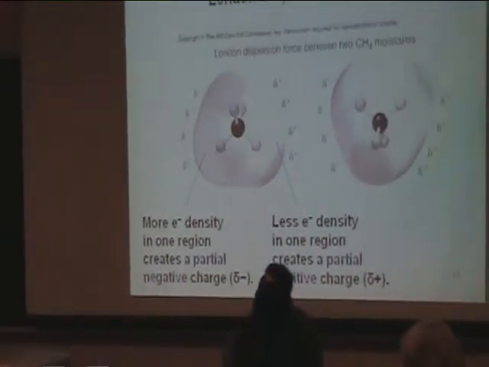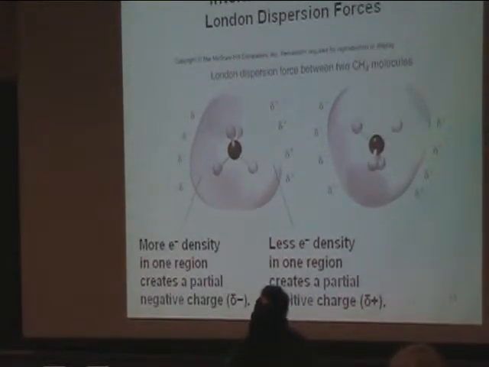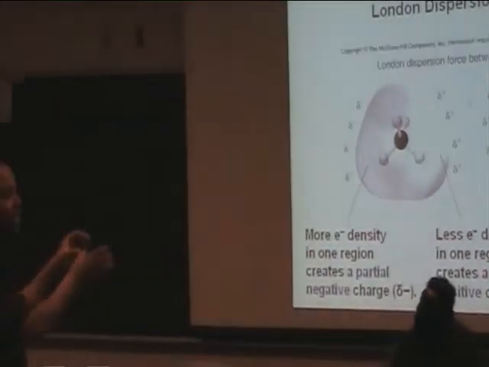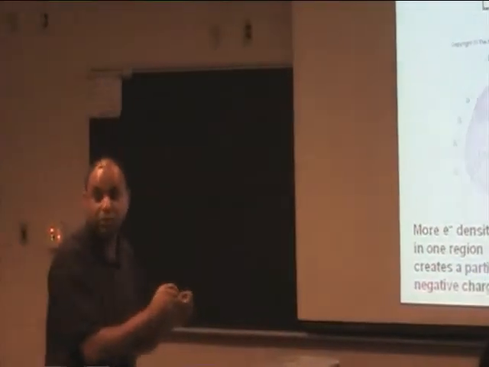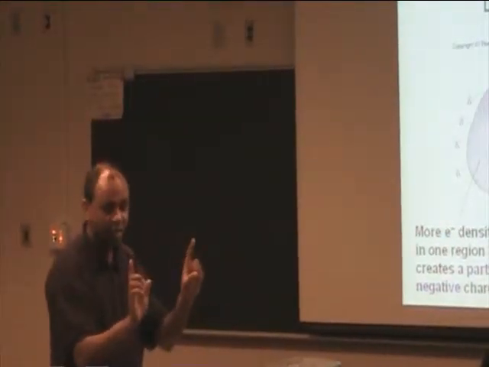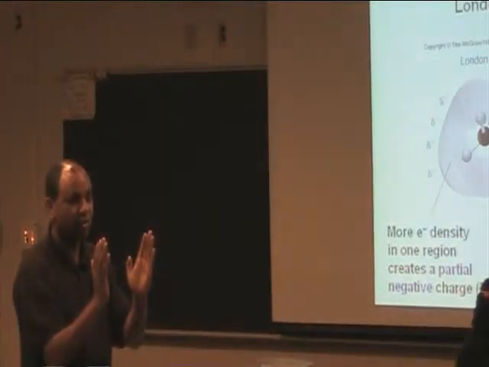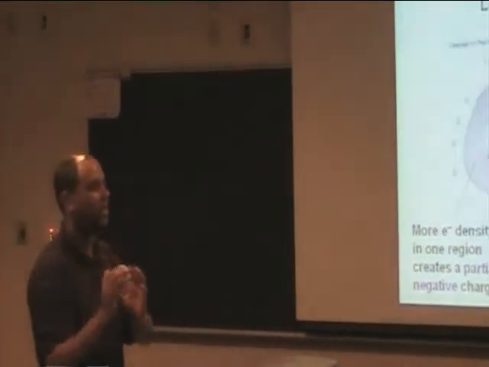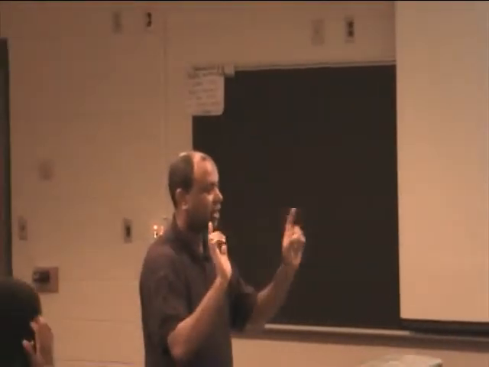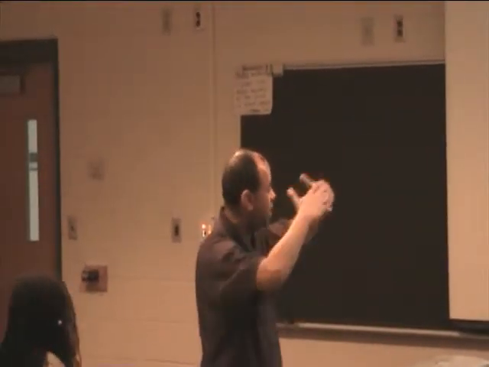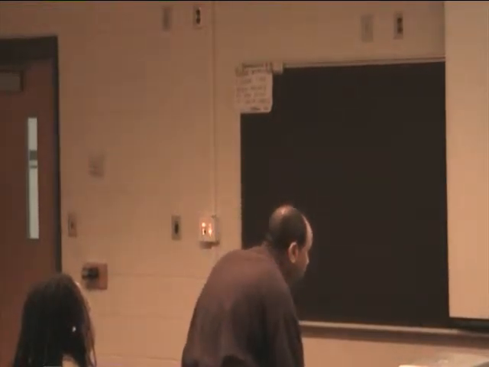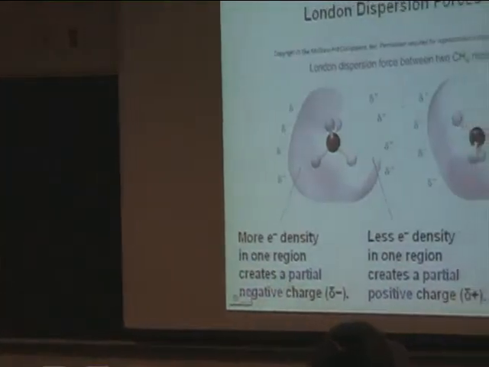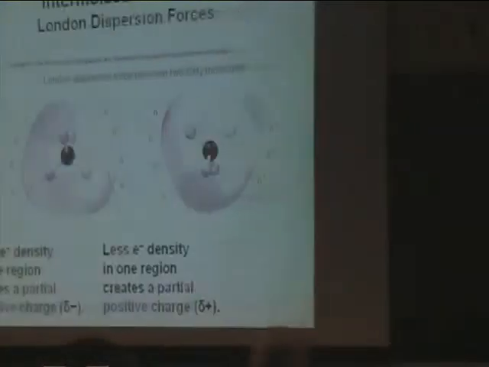Because on one side you have a huge density of electrons, that means it is negatively charged. On the side where you have less electron density, that creates a positive charge. So between two electron densities, I would better say, you can create opposite charges. That's how the dispersion force is created. Less electron density in one region creates a partial positive charge, like here. More electron density in one region creates a partial negative charge, and that creates attraction.